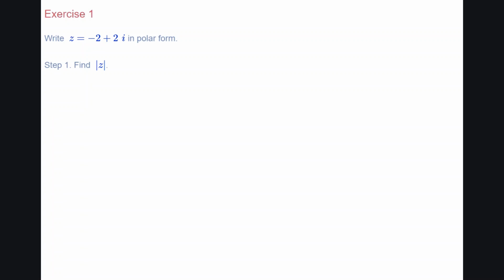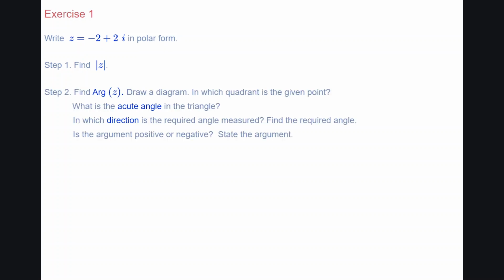I just give some guiding steps. Step 1, you will find the modulus of z. Step 2, you find the argument of z. And you do this by drawing a diagram and asking in which quadrant is the given point. What is the acute angle in the triangle? In which direction is the required angle measured, and find the required angle?